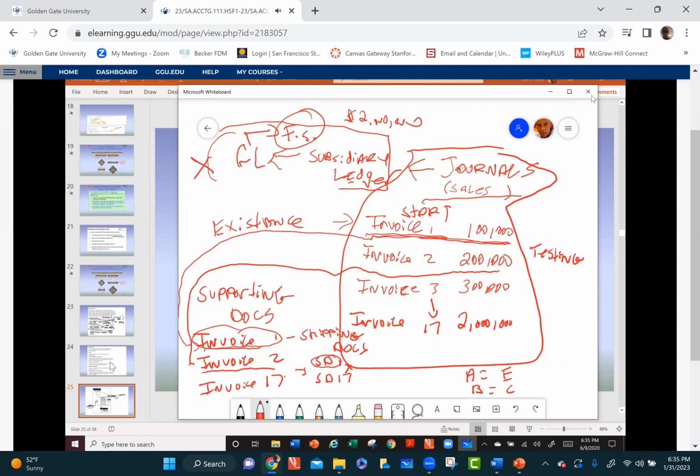So when you start from the financial statements and you come over like we did with invoice 1, that one worked. We tested existence. When we started with invoice 2 at the financial statement level, the journals that feed into the financial statements, when I looked for the supporting documents, I couldn't find the shipping document, and I found through further inquiry and whatnot that transaction did not exist.